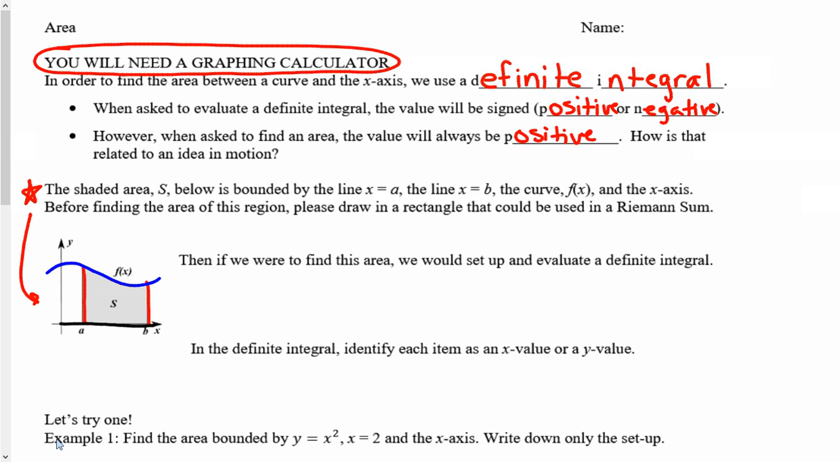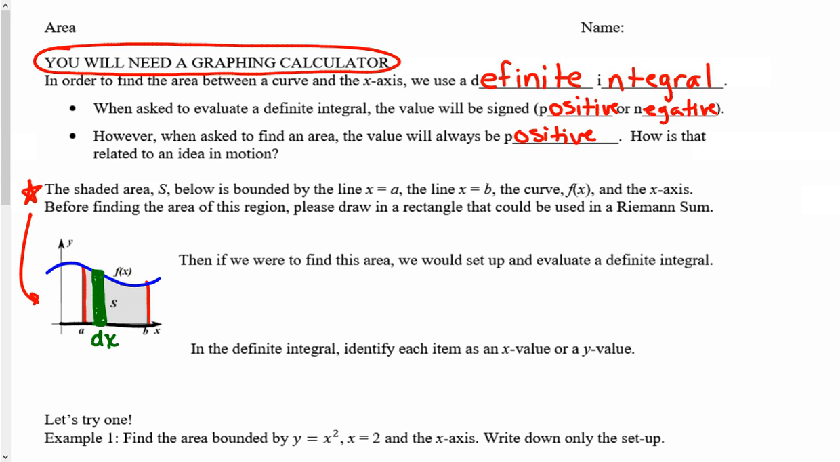Before finding the area of this region, what we're going to do first is draw in a rectangle that could be used for a Riemann sum. So we've already done this before. If we drew in a rectangle, I don't care about whether it's a left, a right, a middle, we just need a rectangle that could represent our Riemann sum. So we're going to draw that in first. Now, once I have that drawn in, I'm going to label the width. The width of my rectangle right here, that is the change in x. That is dx.